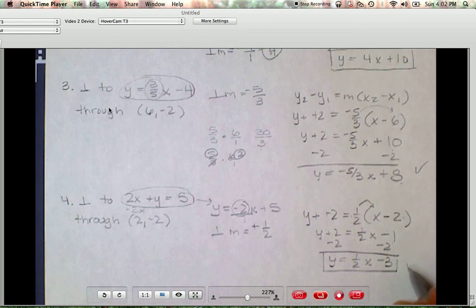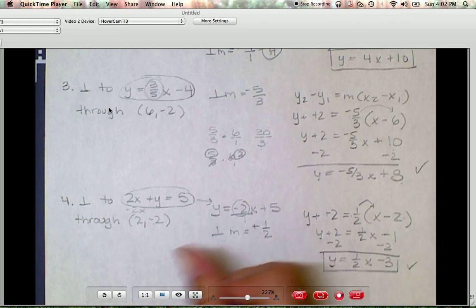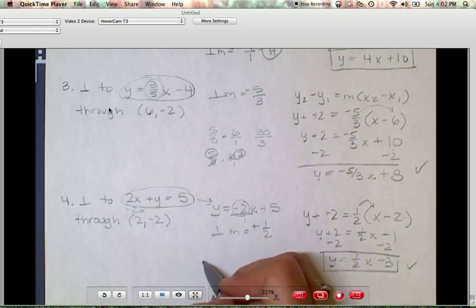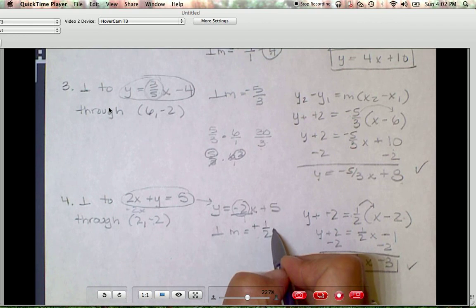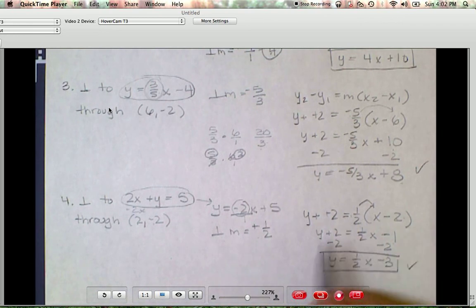Again, if you got it right, give yourself a check or a star or a you're awesome, whatever. If you didn't get it right, please make sure you correct it and write me a note what you did wrong. Did you use the wrong slope? Did you miss a sign here? But make a note of what you did wrong so we can talk about that tomorrow. If you have any questions, feel free to rewind and watch any of these again.